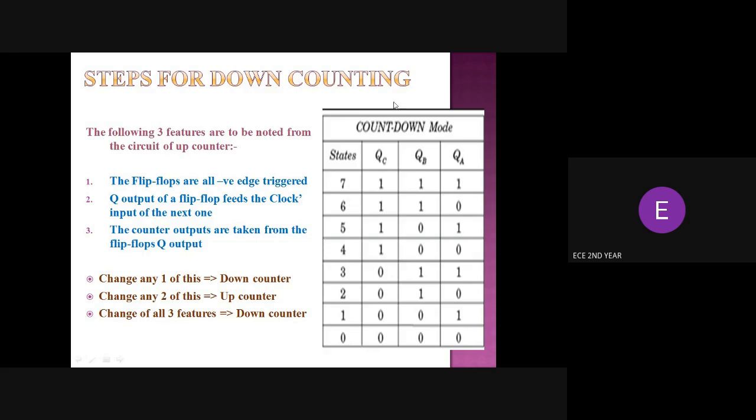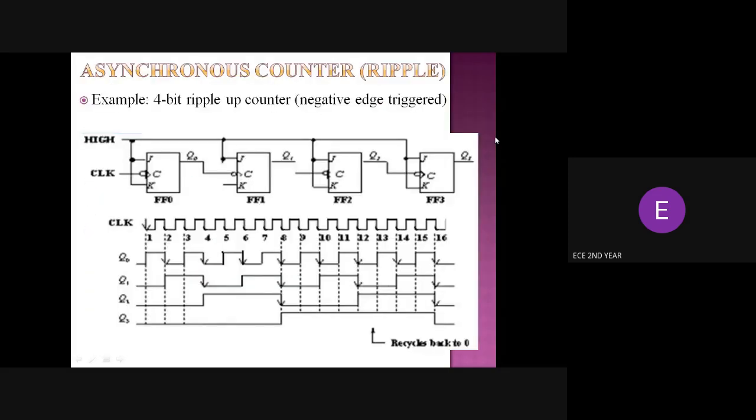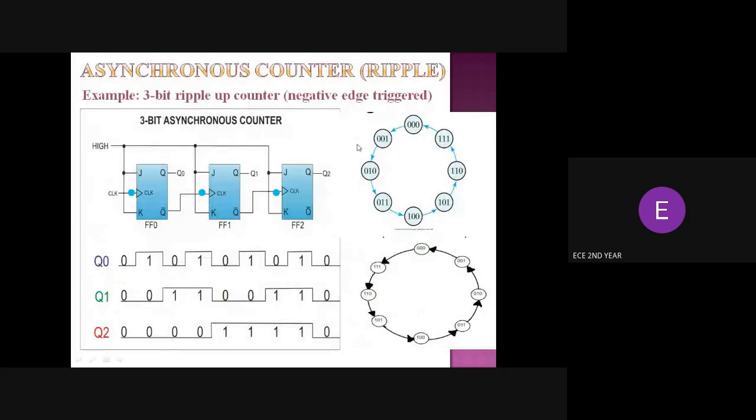The state table for down counting was already discussed, and this is the 4-bit up and down counter state timing diagram; I have given the clock timing diagram. You can draw the state diagram as well. It starts from the 0000 state. The process of showing the state diagram is this; you have to draw it like this.